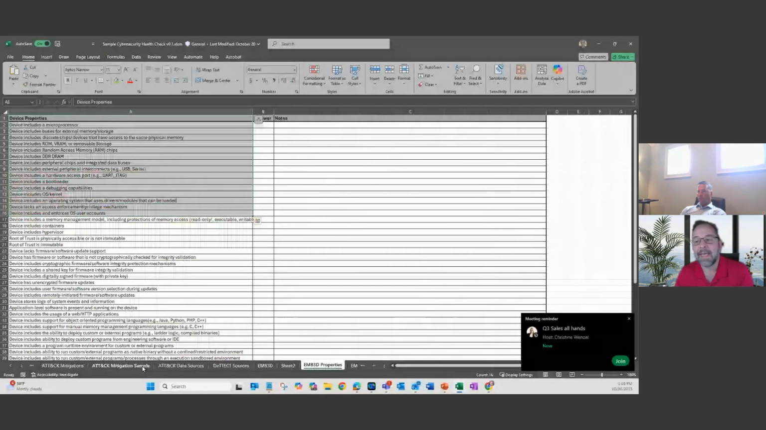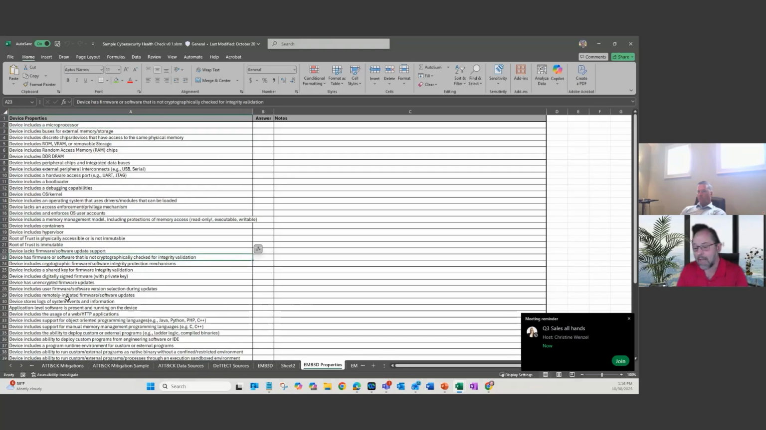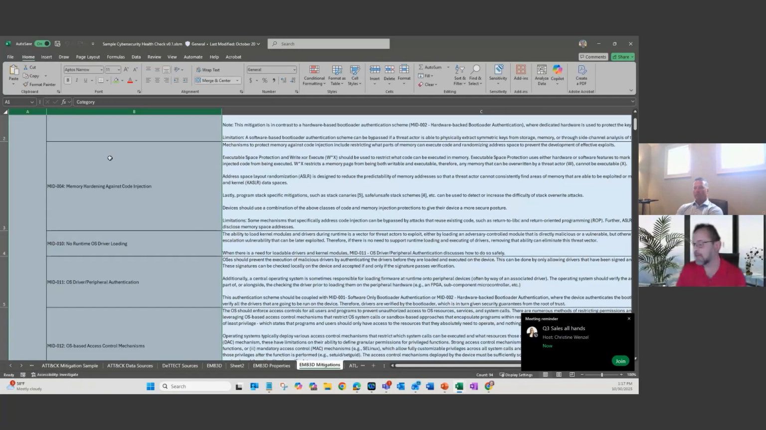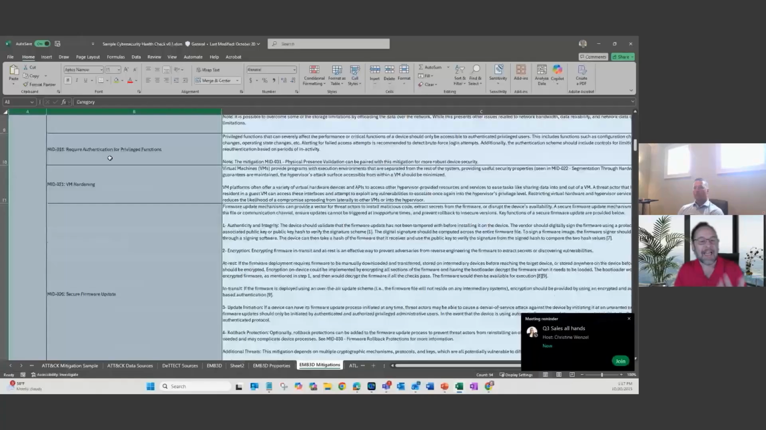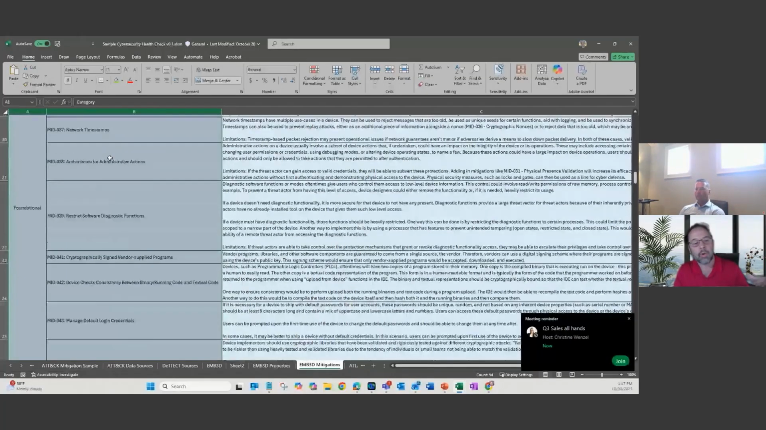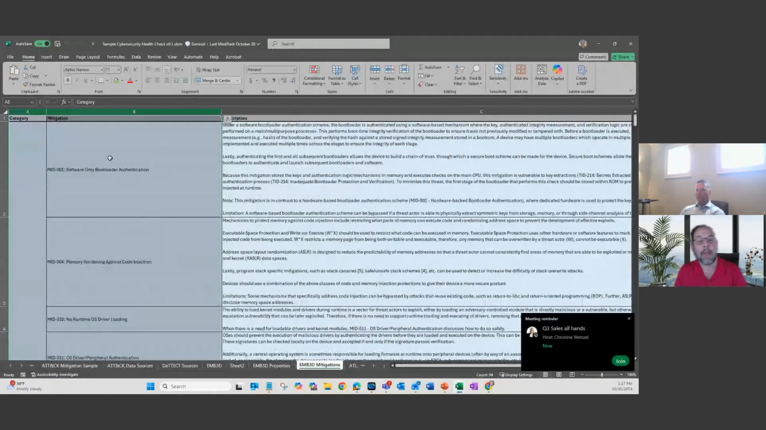The idea is that MITRE EMB3D lists a whole bunch of properties of devices. Does it have a microprocessor? Does it have firmware that's not cryptographically checked? The other thing that we have listed here are a whole bunch of controls that are in place. And the idea of this type of assessment is you do an inventory of your devices in terms of the properties that they have. You do an inventory of the controls that you have.